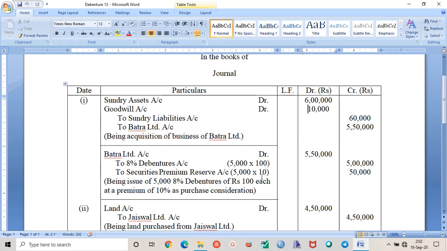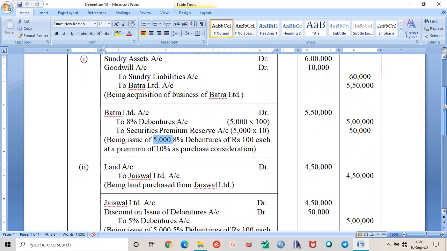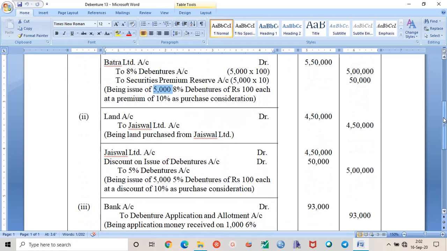So the debentures were issued at a premium of 10%, so the face value was 100, 100 plus 10, it will be 110. So 5,50,000 divided by 110 will give you 5,000. So 5,000 number of debentures are issued here. Now case number 2. So this case number 2 is also simple.